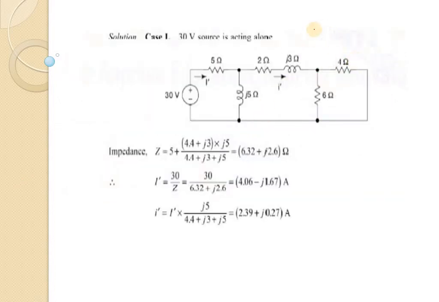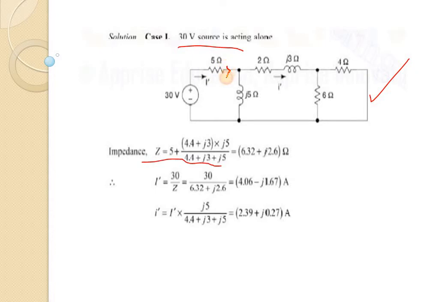For the first case we are taking the 30 volt source acting alone and the 20 volt source deactivated, and as the internal resistance tends to 0, I have shorted that path. Now I will calculate the total impedance Z. How will we calculate? First we will see which resistances are connected in series and which in parallel. So let's see.